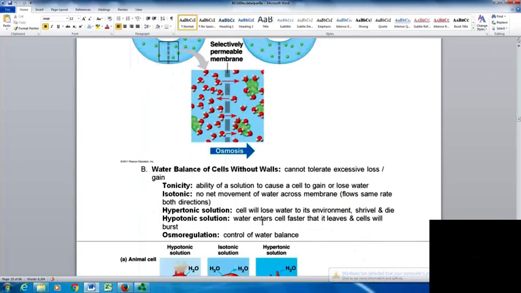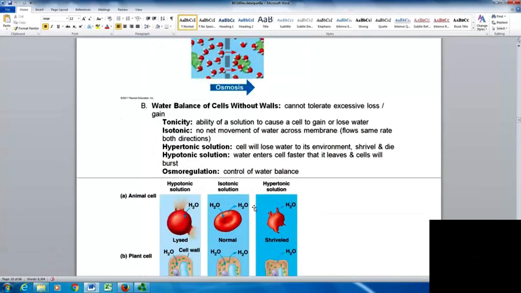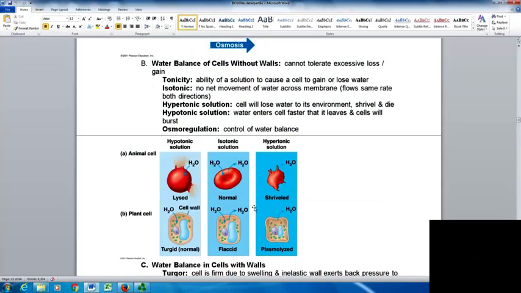So when we look at cells without cell walls, their water balance is going to be really important because they cannot tolerate excessive loss or gain. Tonicity is just the ability of a solution to cause a cell to gain or lose water. If something's isotonic, there's no net movement of water across the membrane. It's going to go at the same rate in both directions. If you have a hypertonic solution, the cell will lose water to its environment and shrivel up and die. It's going to pull the water out. In a hypotonic solution, water is going to enter the cell faster than it leaves. The cell is going to swell and burst.